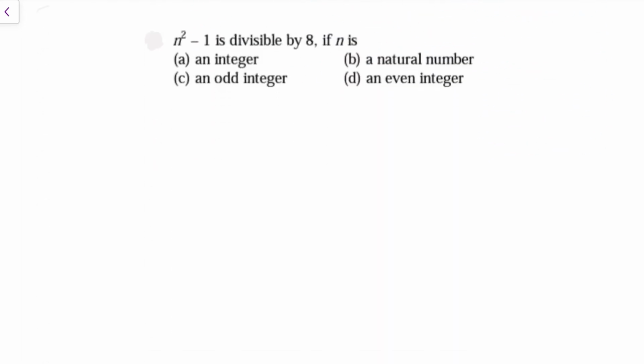Next question. n square minus 1 is divisible by 8 if n is, let us check from the options one by one. First I will go with the natural numbers, because if I am able to solve with natural numbers, many logics I can find out, since in that only even numbers or only odd numbers are there. So let us check. The first natural number is 1, so in place of n I will substitute 1. 1 square minus 1 is 0.